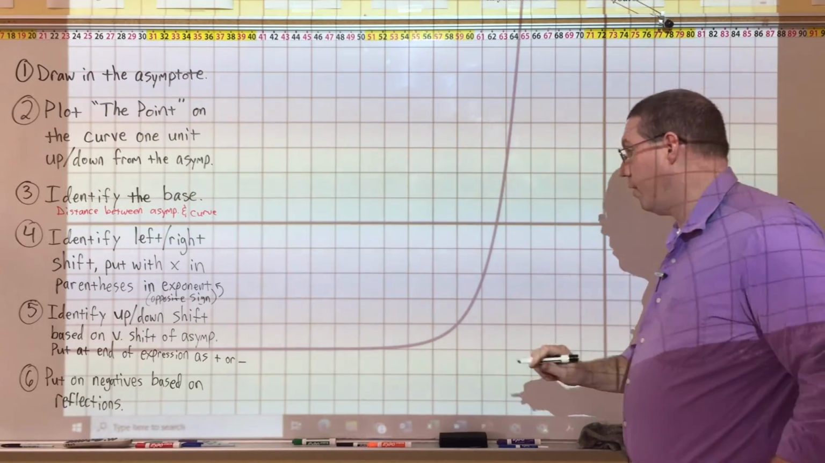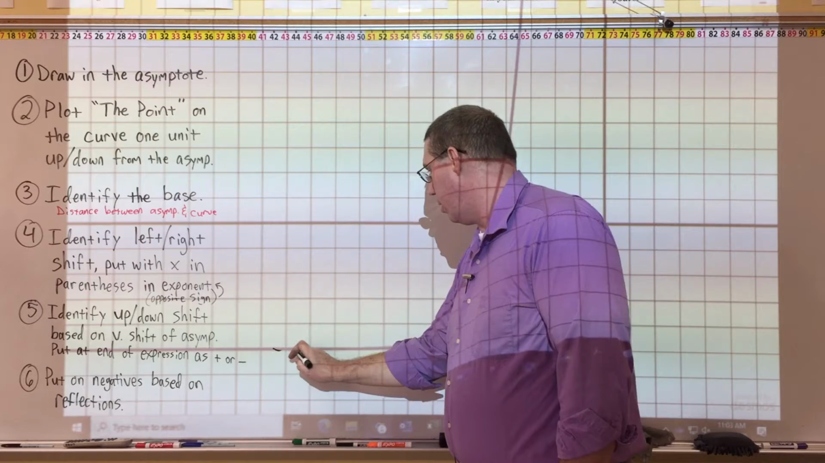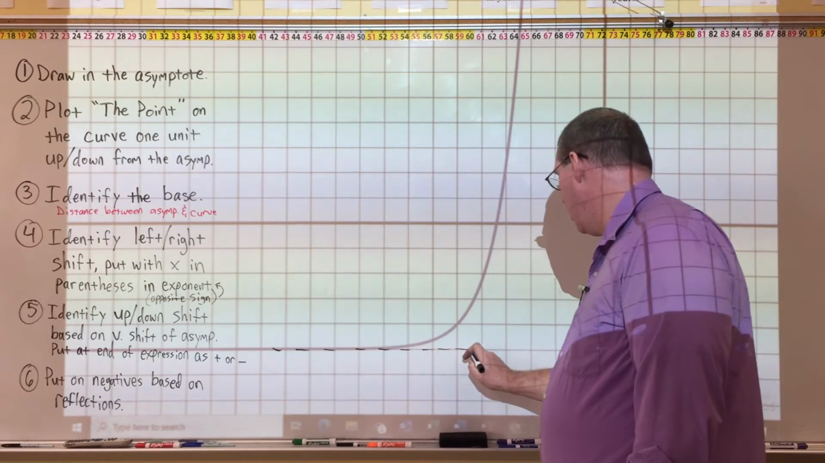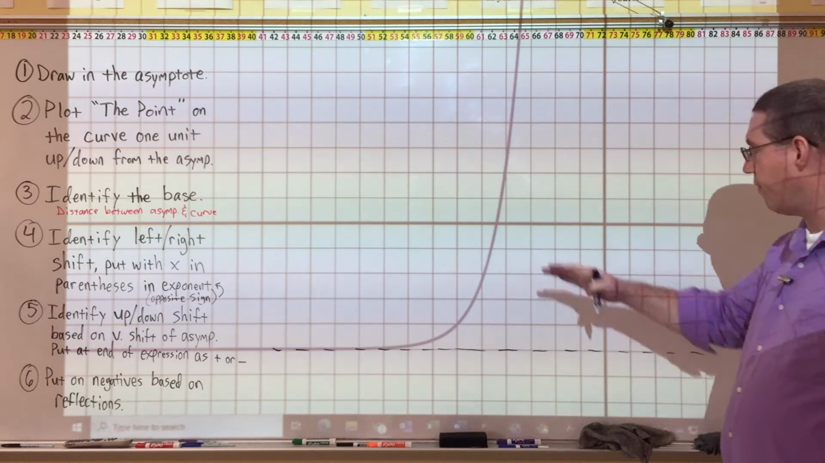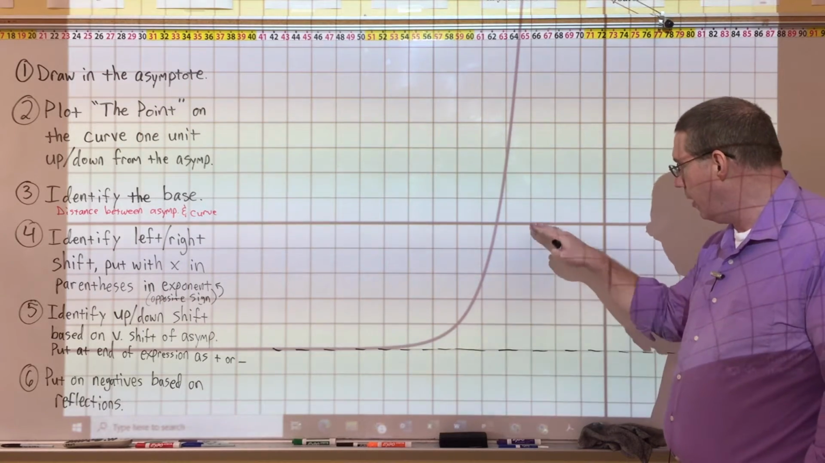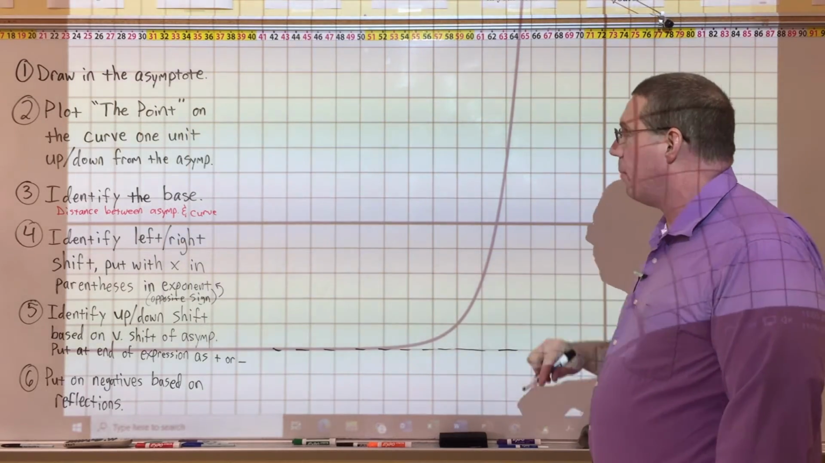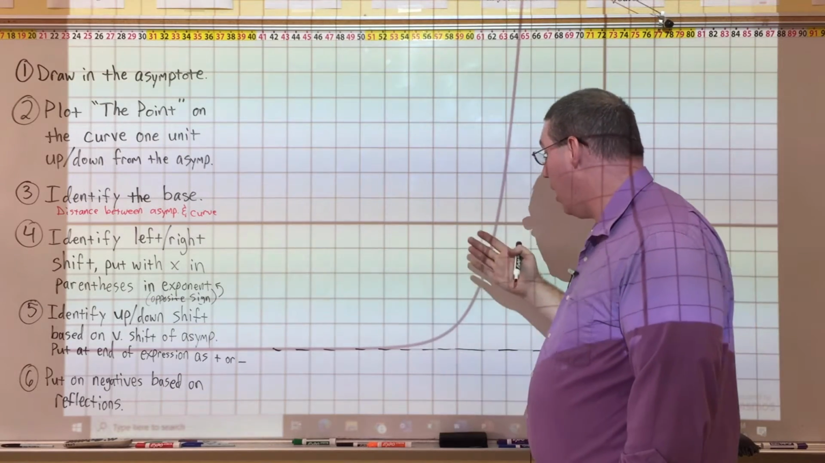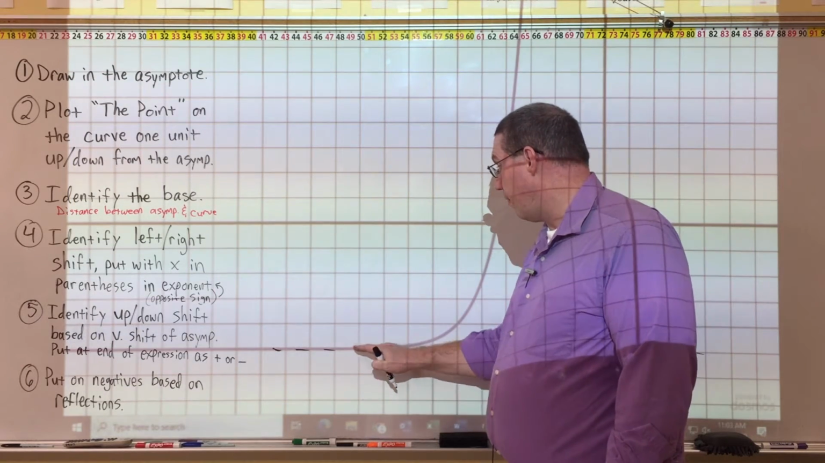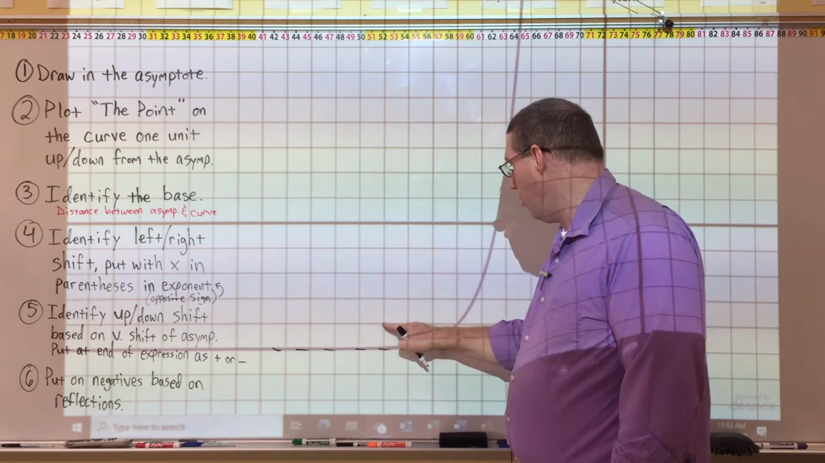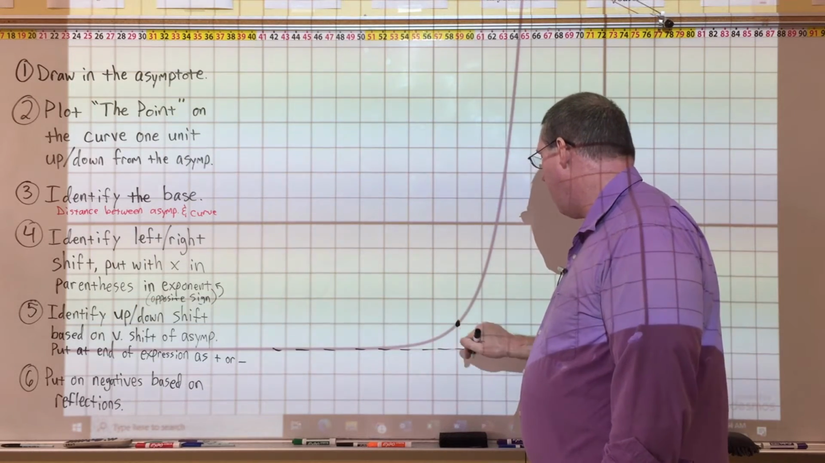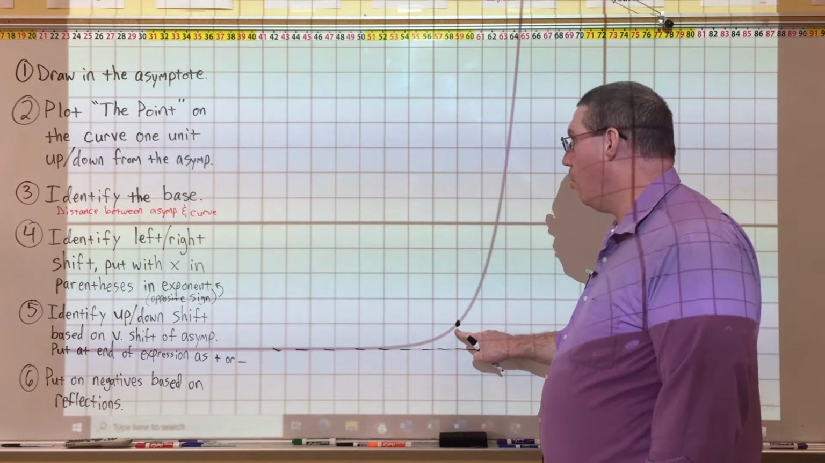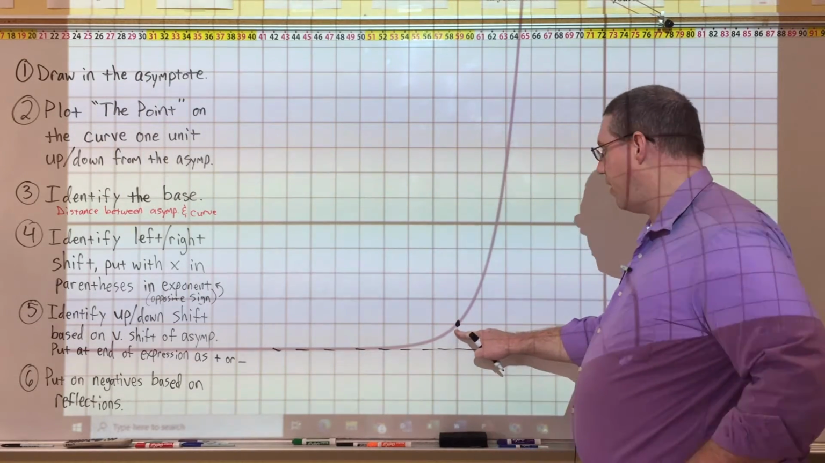First thing I'm going to do is draw in the asymptote. So I'm going to draw in the asymptote right here. Okay, I can already see that there is a negative vertical shift. It's gone down from the x-axis. Okay, now I want to plot the point. The curve is above the asymptote. Therefore, I'm going to go up 1 unit from the asymptote and over to where the curve is. Boom, there's my point right there. Now, from that point, I'm going to go 1 unit over because I want to identify the base of the exponential function.